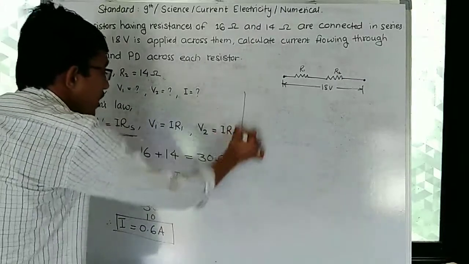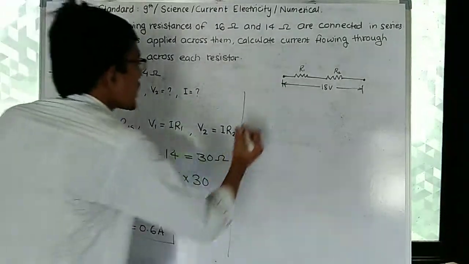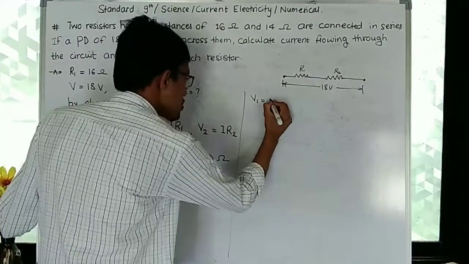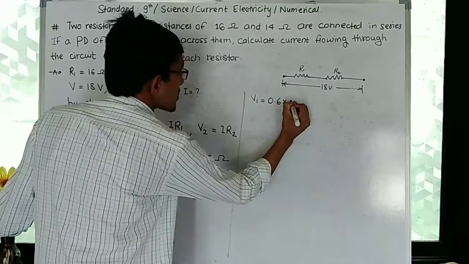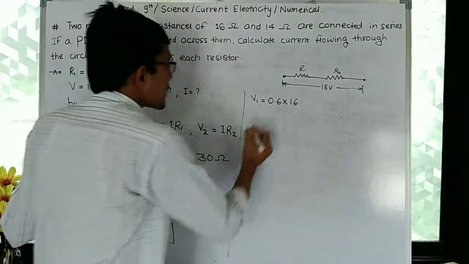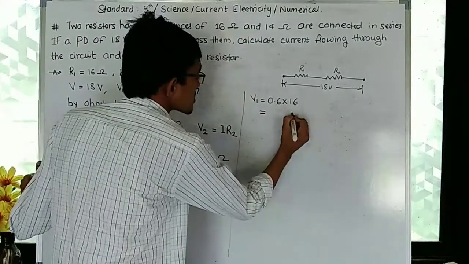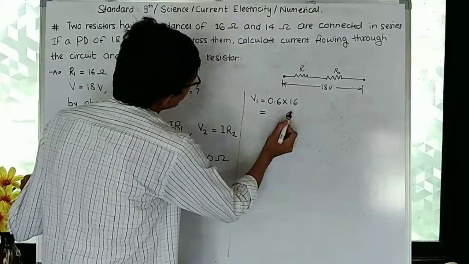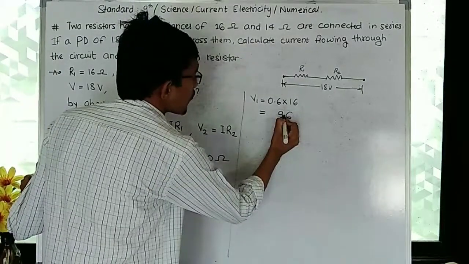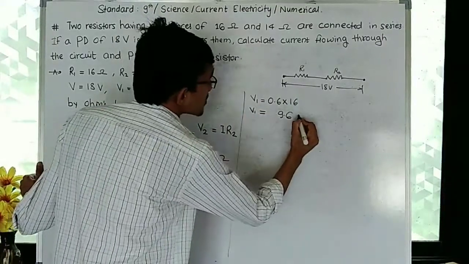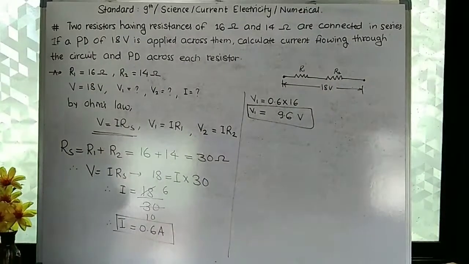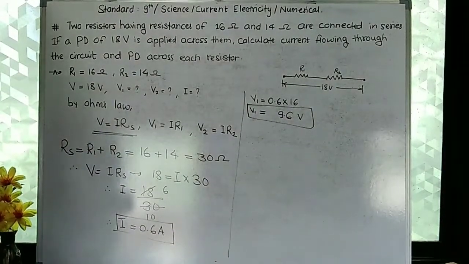Now we will find the value of V1 and V2. V1 can be written as IR1. So I is 0.6 and R1 is 16. So 0.6 into 16. 6 sixes are 36, 6 ones are 6, that is 96. So we get the value of V1 as 9.6 volt. Now we will find the value of V2.